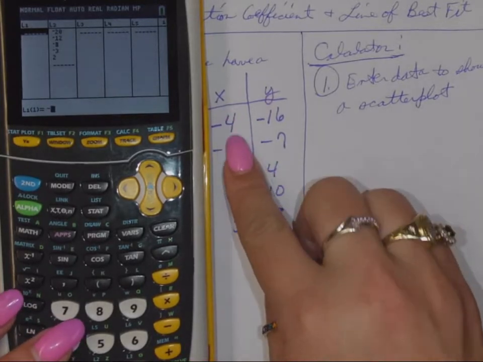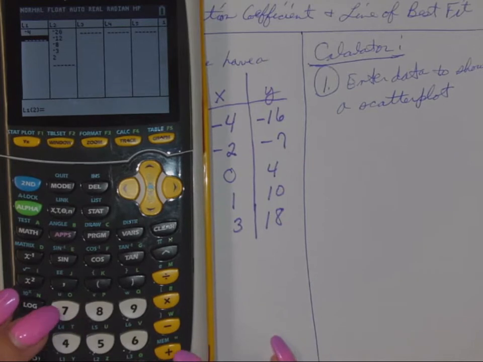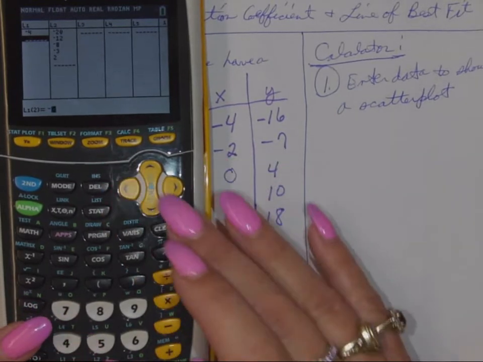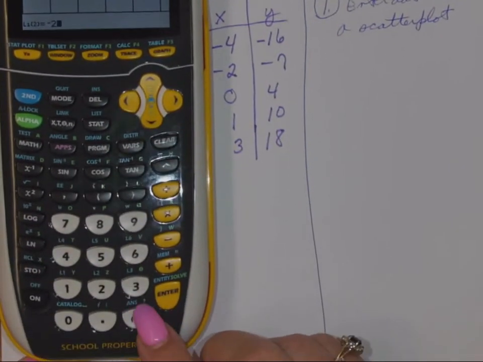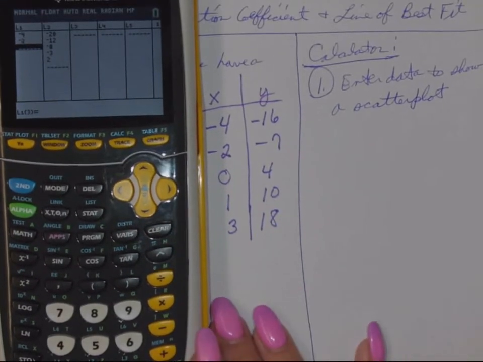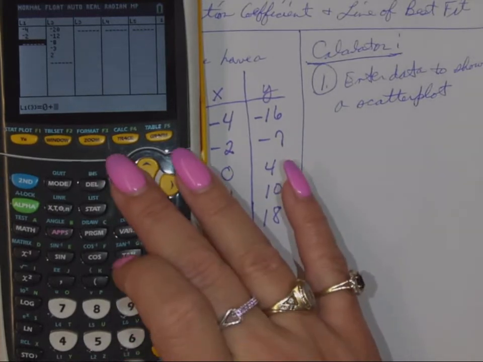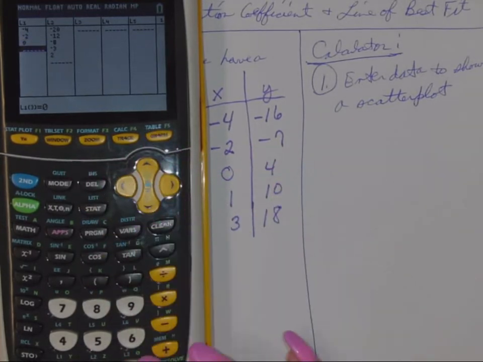So I'm going to enter my x values here. -4, for L1, list 1. -2, the negative button is down here at the bottom of your number keys. -2, 0, oh, not plus, 0, 1, and 3.